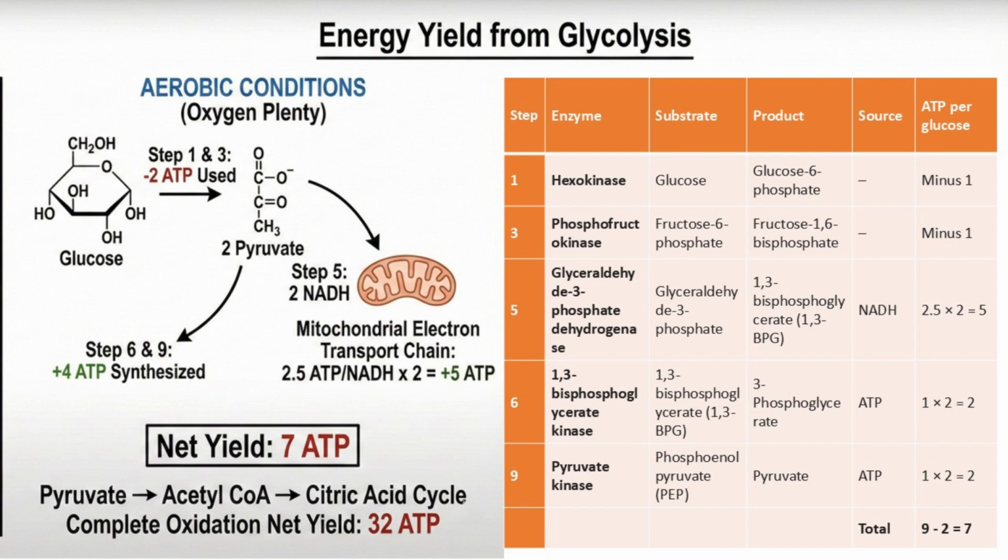The NADH boost. In step 5, glyceraldehyde 3-phosphate dehydrogenase produces 2 molecules of NADH. Because oxygen is available, these enter the electron transport chain to generate 5 ATP, 2.5 into 2.